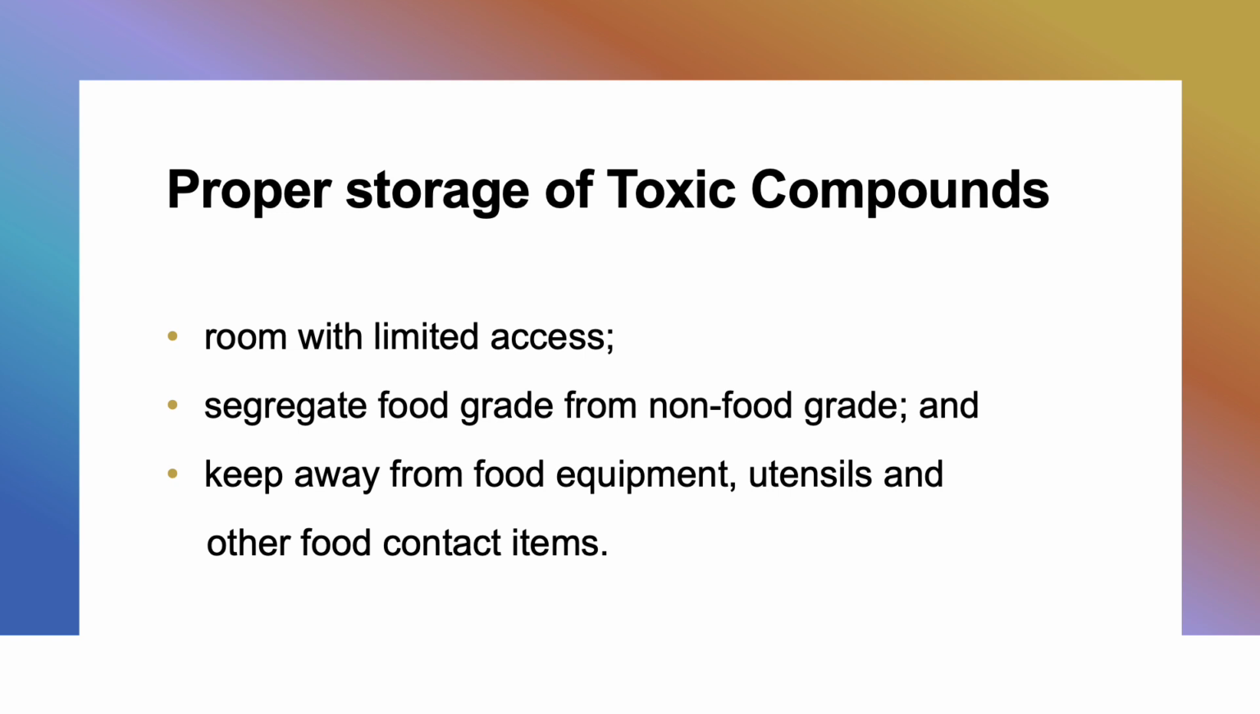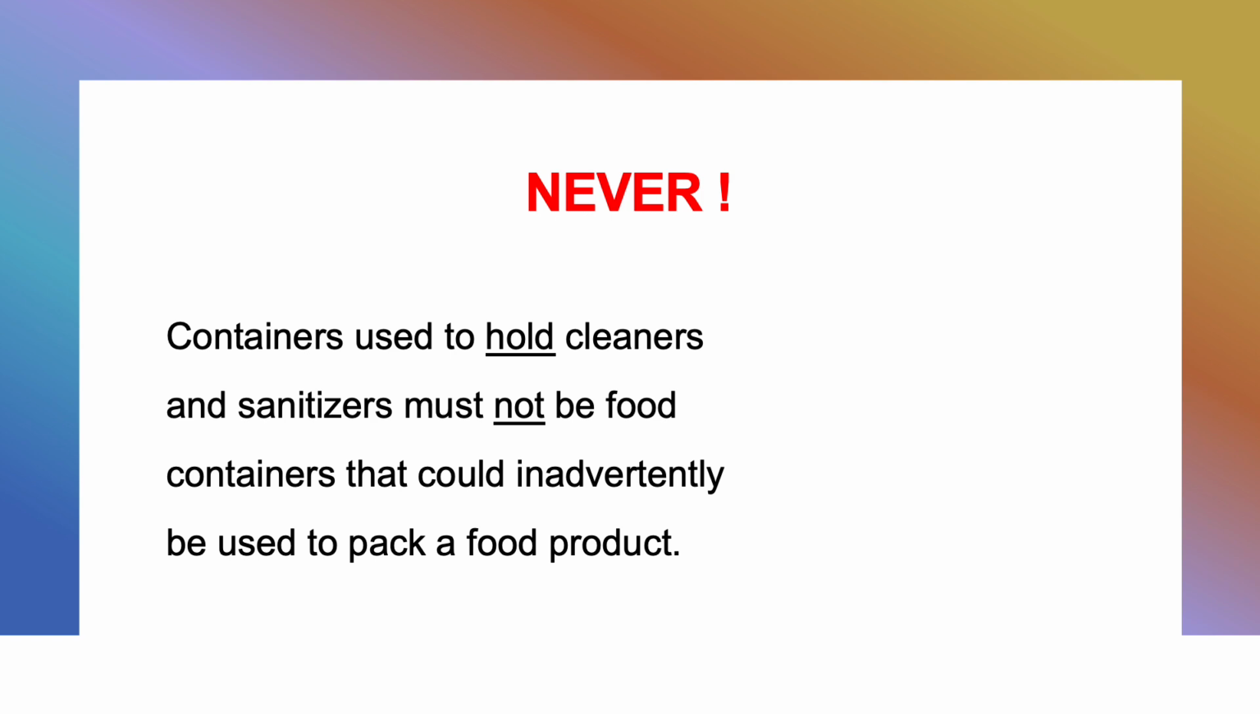So with regard to proper storage of toxic compounds, ensure that they're in a room with limited access. Be sure to segregate food grade from non-food grade, and keep away from food equipment, utensils, and other food contact surfaces, like packaging material. Containers used to hold cleaners and sanitizers must not be food containers that could inadvertently be used to pack a food product. Never reuse chemical containers as food containers.